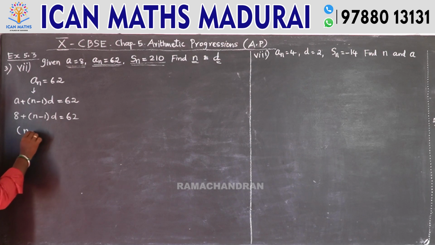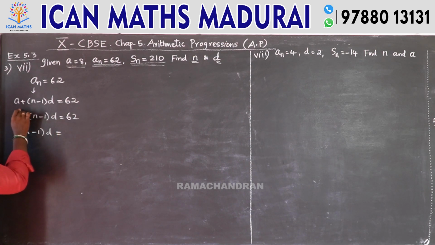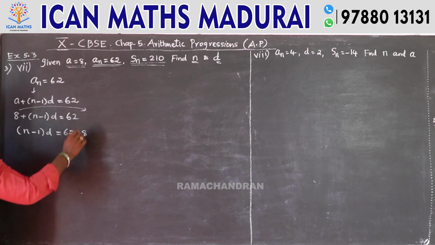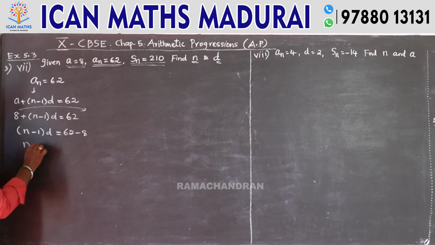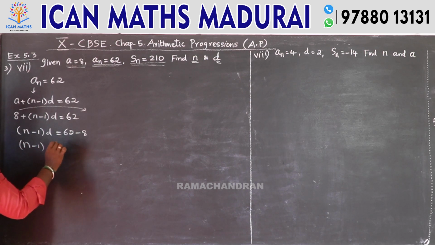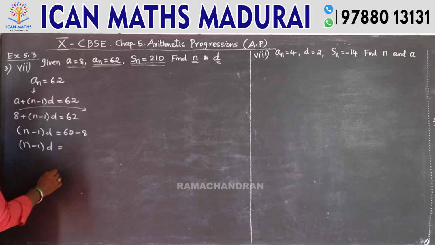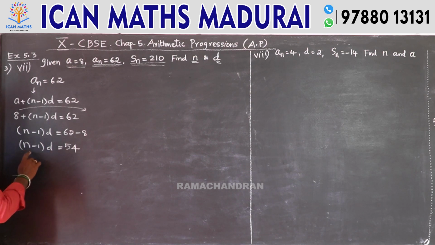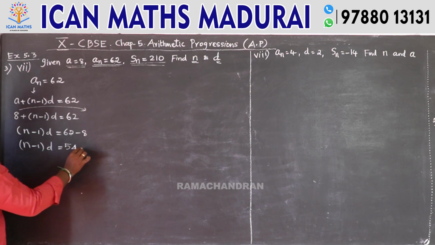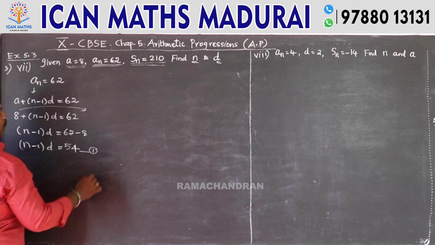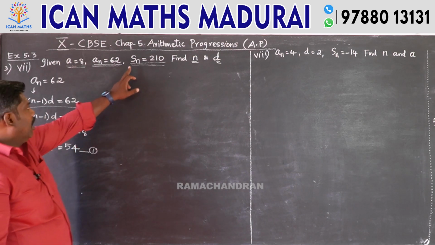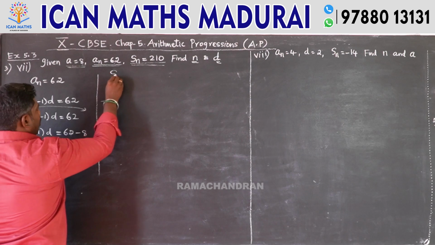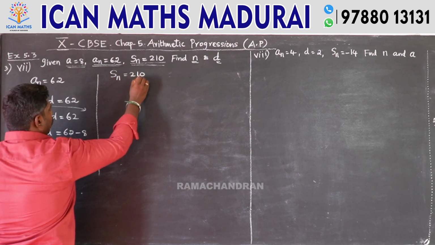From this, the 8 changes to the right-hand side and becomes minus 8. So (n minus 1) into d is equal to 62 minus 8, which is 54. Now we have one equation: (n minus 1) into d is equal to 54. Take it as equation 1. Another one is they have given Sn is equal to 210.